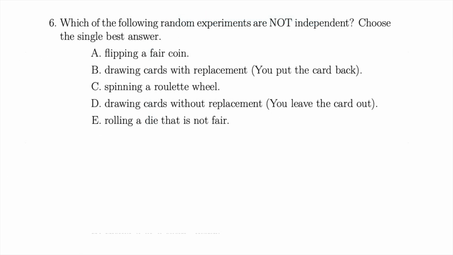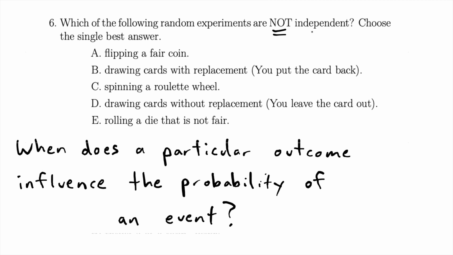So in number 6, we're asked to determine which of the following random experiments are not independent. Independence means that they don't have any effect on each other. For example, coin flips are independent, so we'll eliminate that.